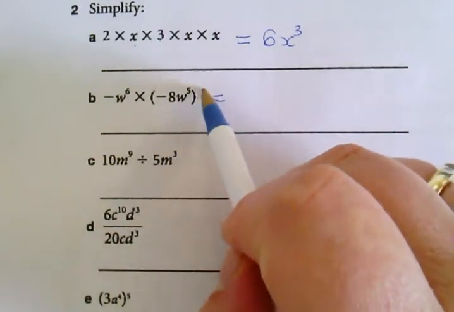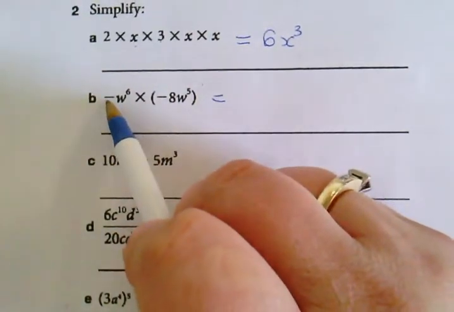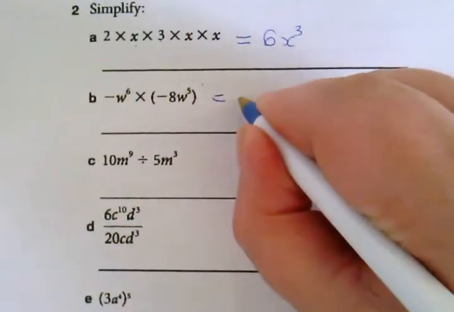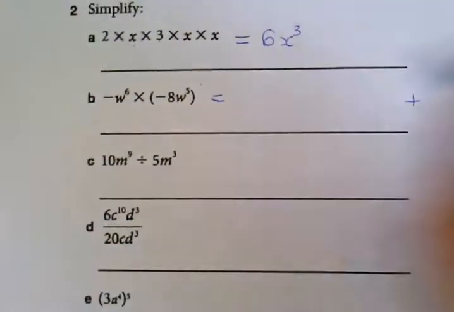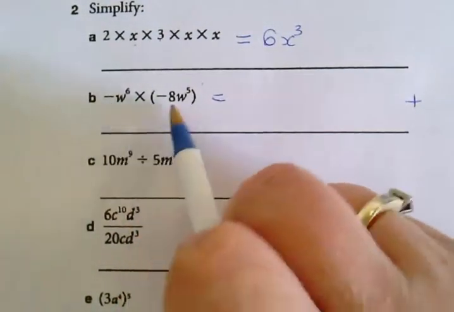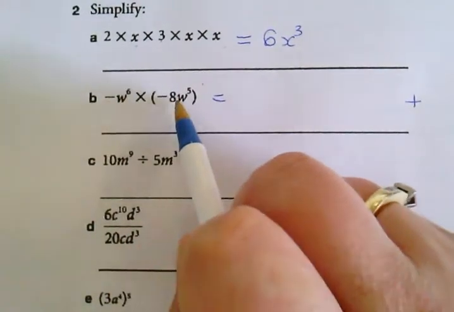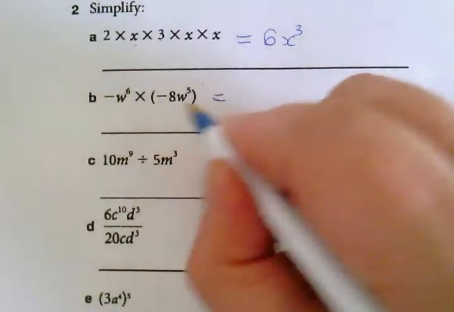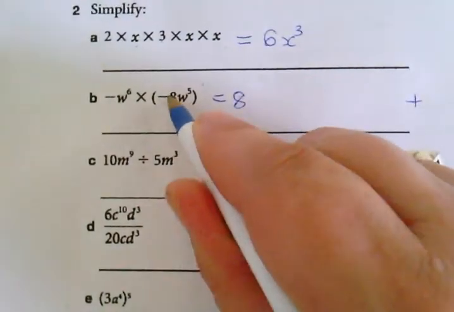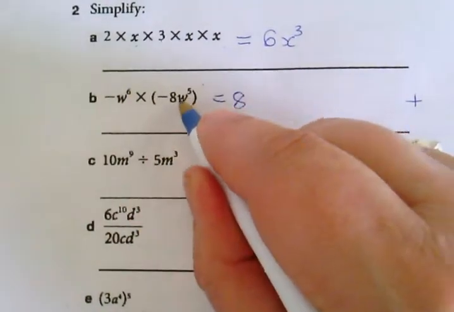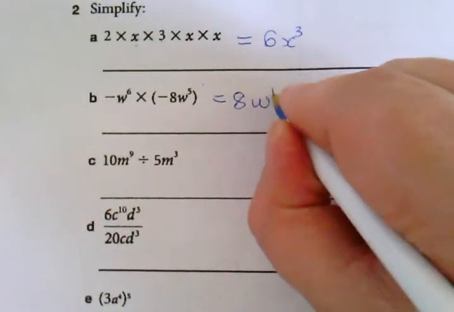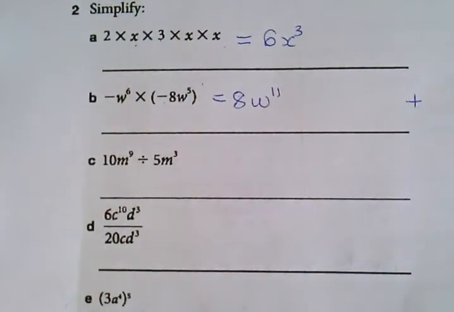Now with the next one, notice the power is not on the outside of the bracket. So we've got a negative times a negative is a positive. Because look, negative times a negative is a positive. Now, so the signs are taken care of. With the numbers, that 8 is not to the power of 5. So it's just an 8. And then we've got w to the power of 6 times w to the power of 5. That is w to the power of 11.